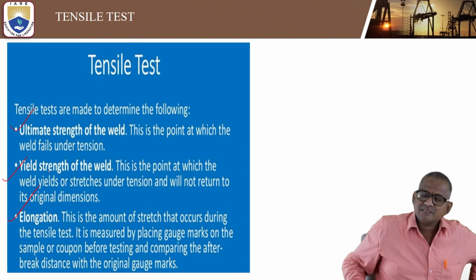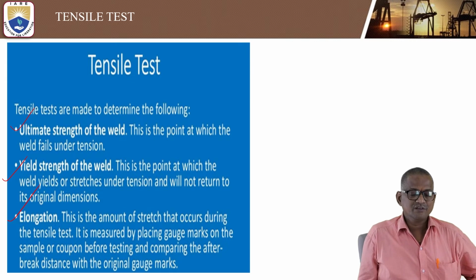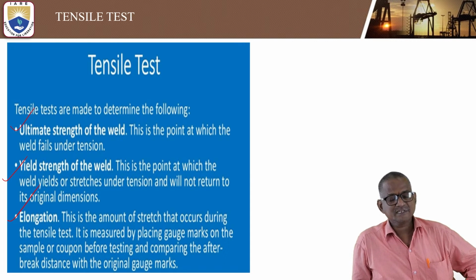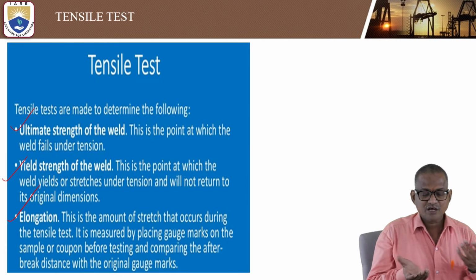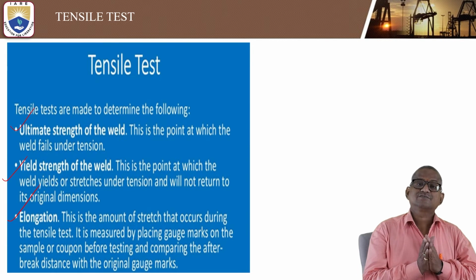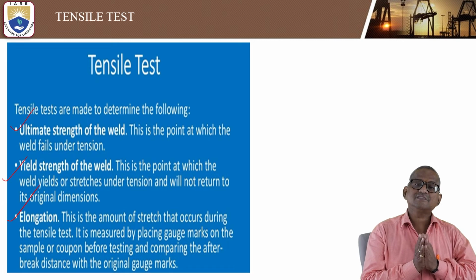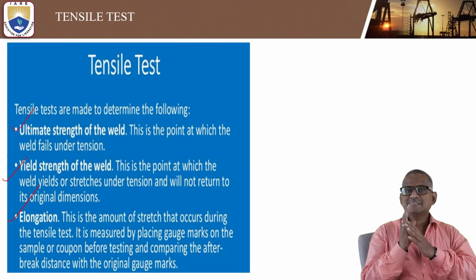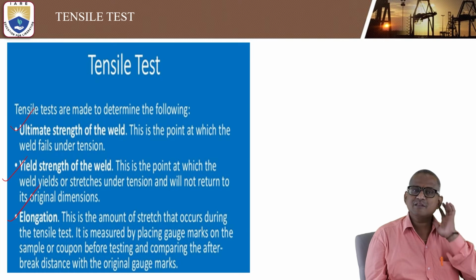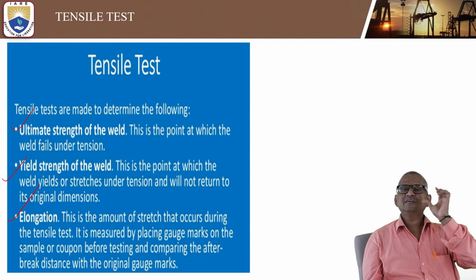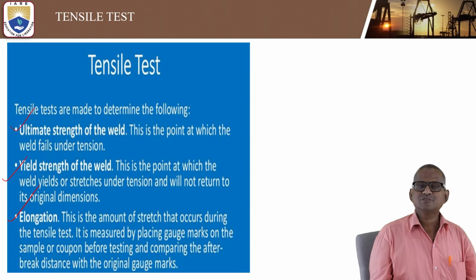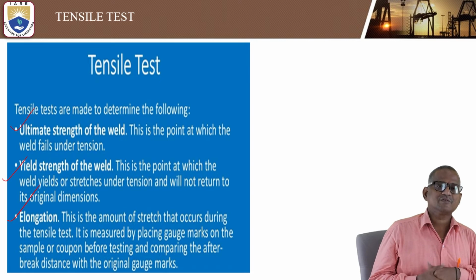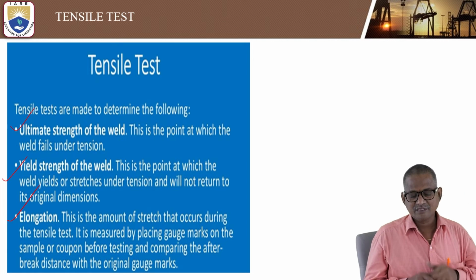So in general mechanics of solids, you will keep on studying the elongation. Elongation means the amount of stretch that occurs during the tensile test process. Okay, so elongation means the amount of stretch that occurs during the tensile test only, and this can be measured by placing gauge marks on the sample or coupon before testing, then comparing the after-break distance with the original gauge marks.